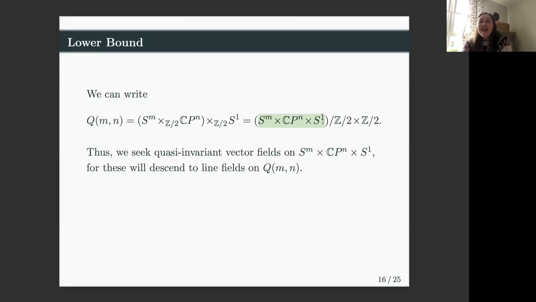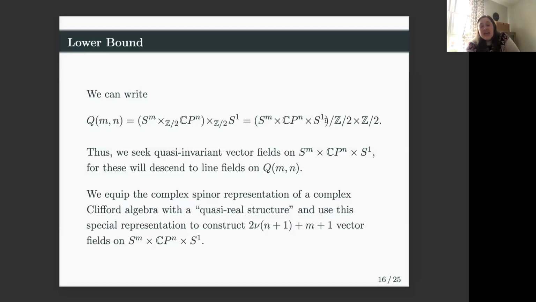So this is very good. I mean, the vague idea of what we do is we just look for quasi-invariant vector fields on this product space. And these quasi-invariant vector fields have the property that when we take the quotient, they'll become line fields on the Wall manifold. And the way that we build those quasi-invariant vector fields is using some special representations of Clifford algebras. So we have some complex Clifford algebra, and we look at this fancy complex spinor representation, and it is nice enough that it admits something that we're calling a quasi-real structure. And I don't want to get too much into the details, but we can use that to build the right number of quasi-invariant vector fields on this product space. And so they become line fields on the Wall manifold.